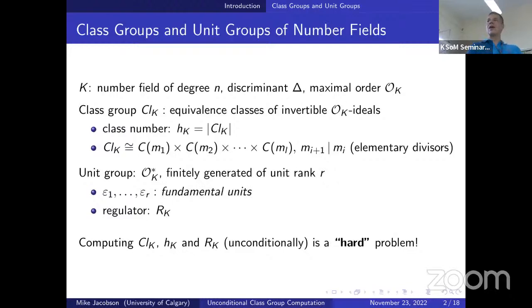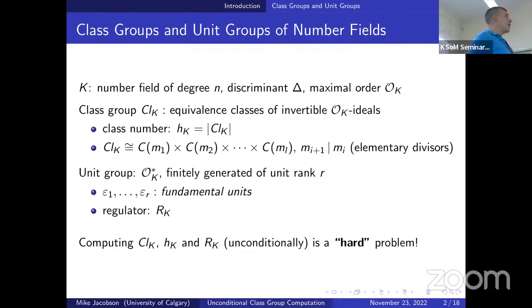For a lot of things I want to do, I'm also interested in computing the canonical decomposition of the class group as a direct product of cyclic groups. The m_i are the orders of the cyclic groups you get, sometimes called the elementary divisors of the group. So when I'm talking about computing class groups, that's what I mean. I want to actually get those things.